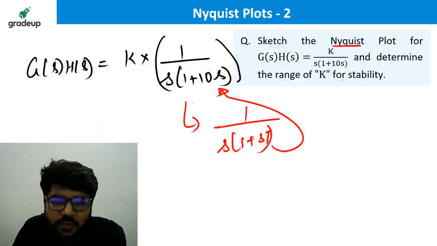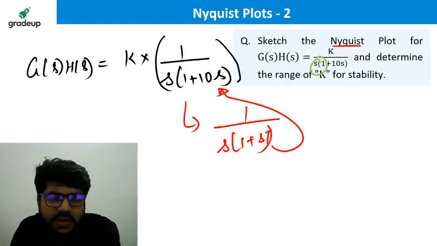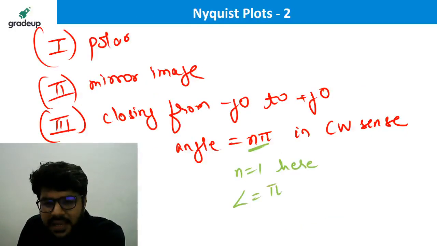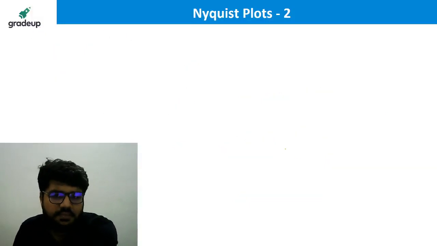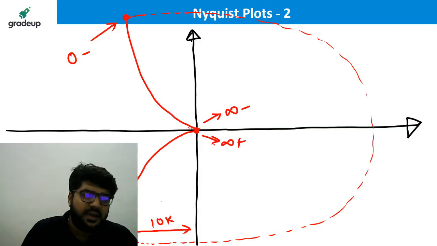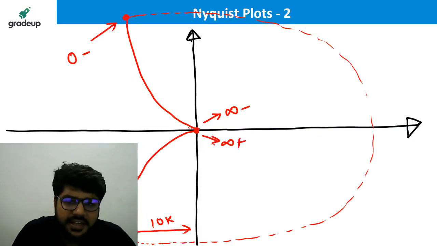N is equal to the number of poles of G(s)H(s) at the origin, so n is equal to 1 only. Here it is n equal to 1, so the angle is pi in the clockwise direction. So I followed the clockwise rotation. Now sketch the arrows, and arrows will be taken for all increasing values of omega.